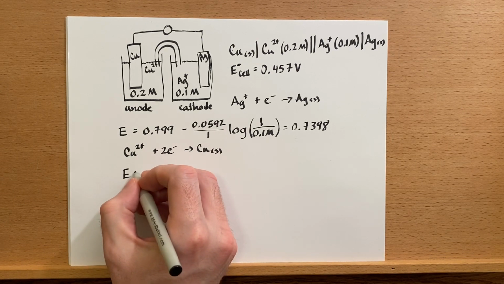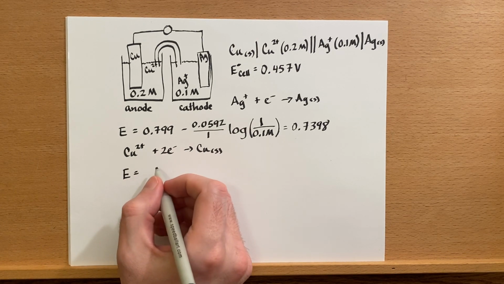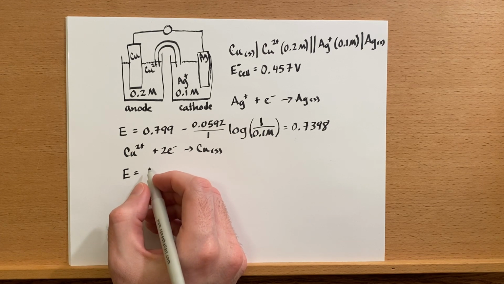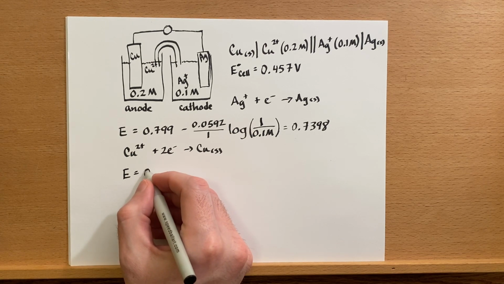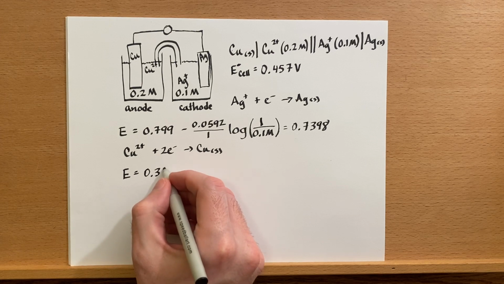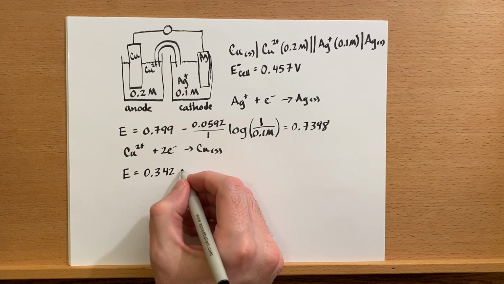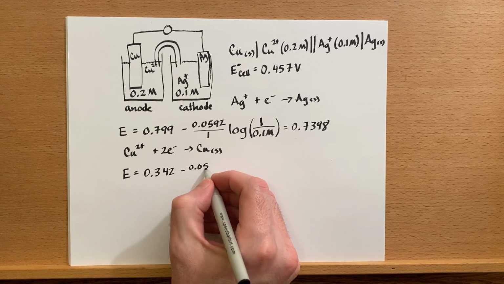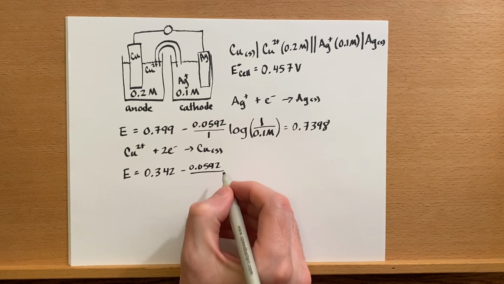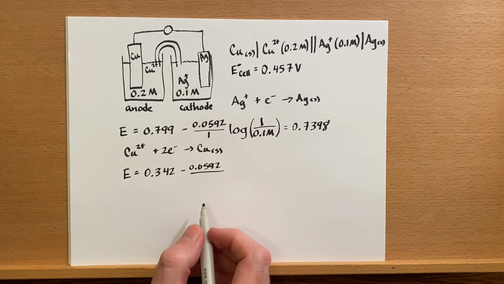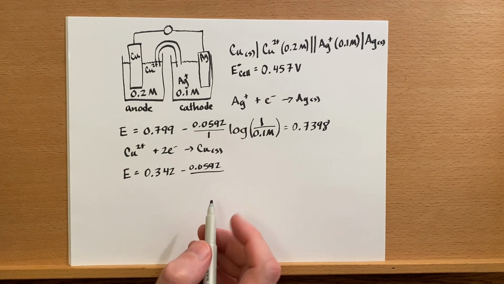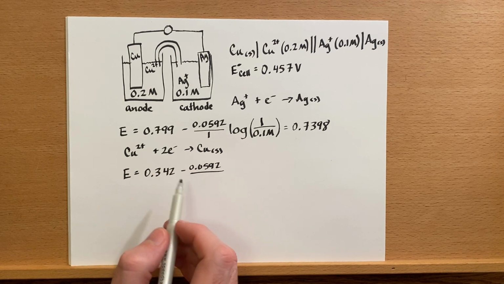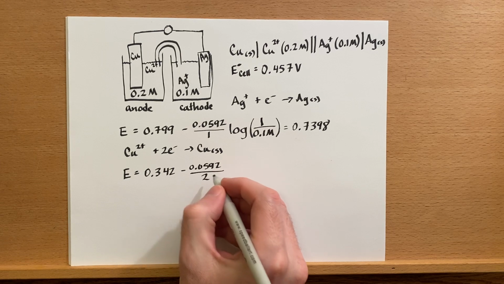So we write a Nernst equation for this side. Our standard reduction potential was 0.342 volts. We're going to subtract our 0.0592. We're going to divide by the number of electrons transferred in this reaction. In this case, it is 2. So we have 2 here.